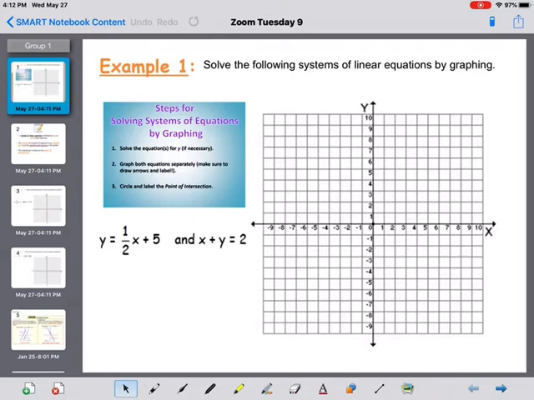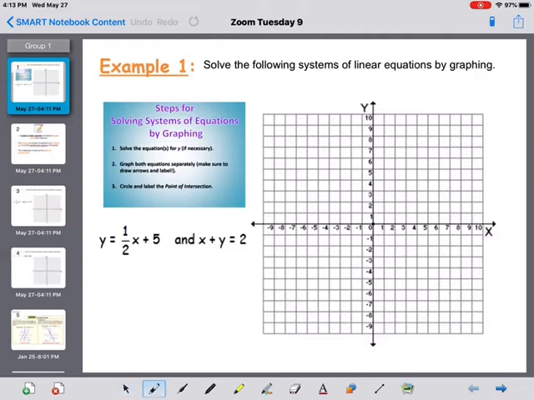So on Tuesday, we talked about the steps for solving systems of equations by graphing. And here is an example of a system of equations. Notice that you have two equations that may or may not be in slope-intercept form that you are going to graph on the same coordinate plane. Our goal is to see what the point of intersection is, and that is called our solution.